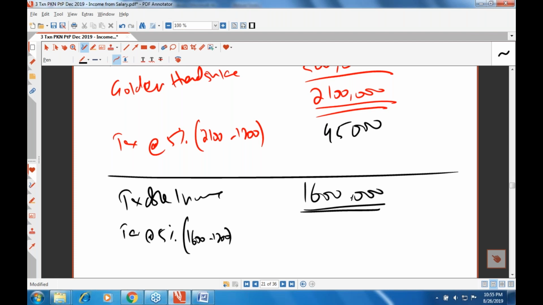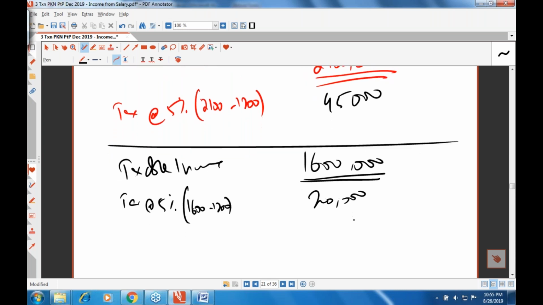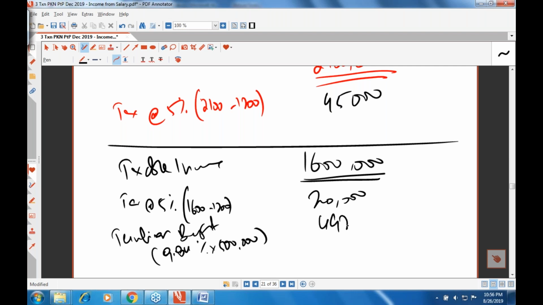Okay, so it turns out to be 20,000 rupees as the tax on this. And then we have the termination benefits. The termination benefits are going to be taxed at 9.84% into 500,000. So this turns out to be 49,200 and the total tax liability turns out to be 69,200.